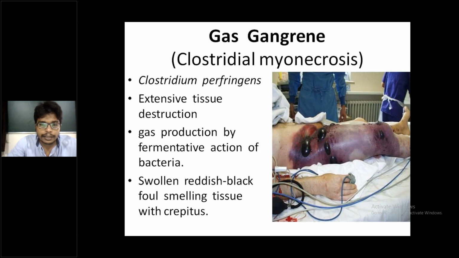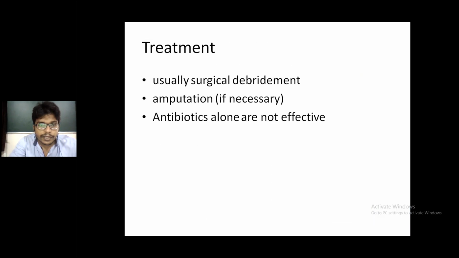and gas gangrene. As you have seen, these blebs are nothing but a collection of gas underneath. It is also called Clostridium myonecrosis, caused by Clostridium perfringens: extensive tissue destruction, gas production by fermentative action of bacteria, swollen reddish black foul smelling tissue with crepitus. Treatment: extensive surgical debridement, amputation. Antibiotics alone are not effective. Only along with surgical debridement can this be treated.